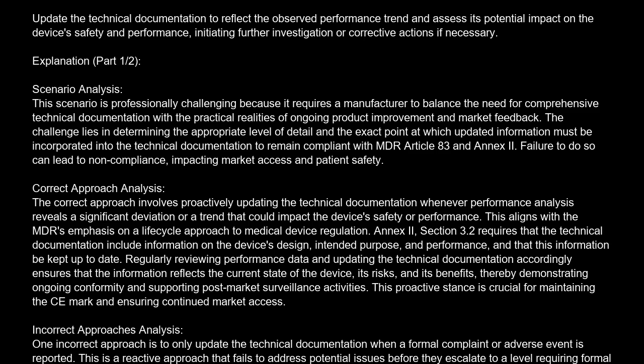Regularly reviewing performance data and updating the technical documentation accordingly ensures that the information reflects the current state of the device, its risks, and its benefits, thereby demonstrating ongoing conformity and supporting post-market surveillance activities. This proactive stance is crucial for maintaining the CE mark and ensuring continued market access.